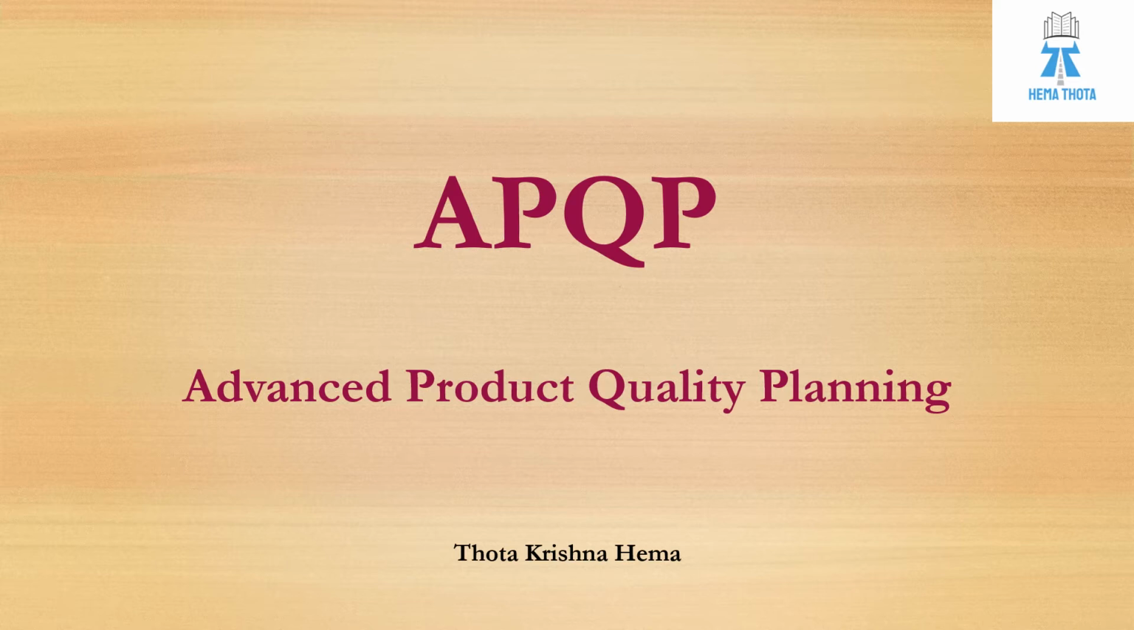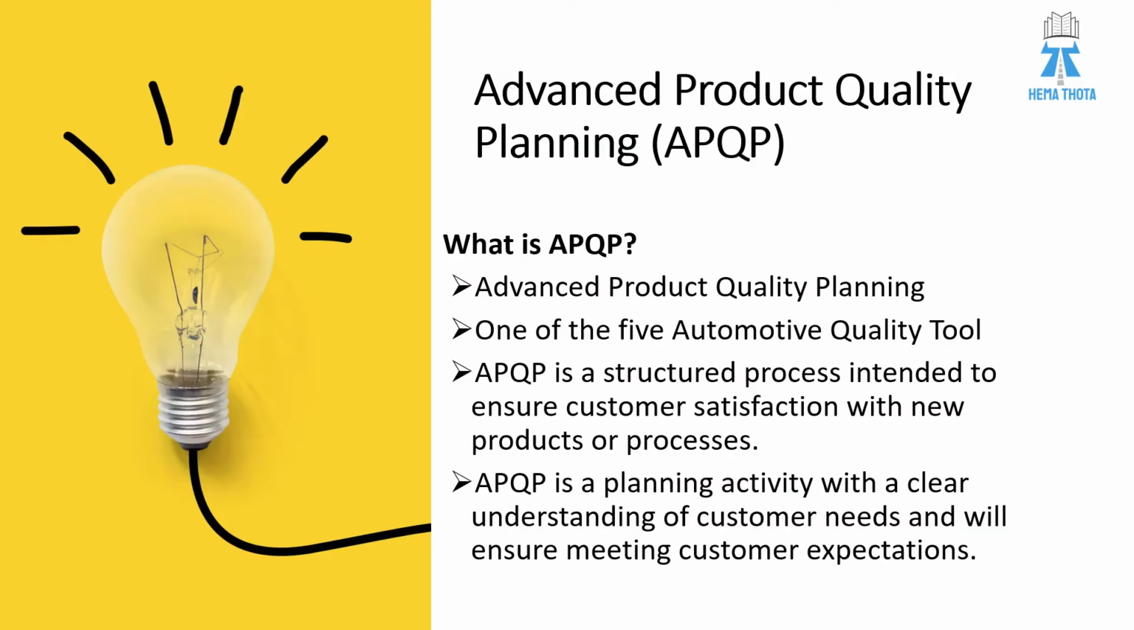So today we would like to discuss APQP, that is Advanced Product Quality Planning, in detail for the most part using slides. So what is this APQP? Advanced Product Quality Planning. If you see this, this is one of the 5 automotive quality core tools. APQP is a structured process intended to ensure customer satisfaction with new products or processes. APQP is a planned activity with a clear understanding of customer needs and will ensure meeting customer expectations.